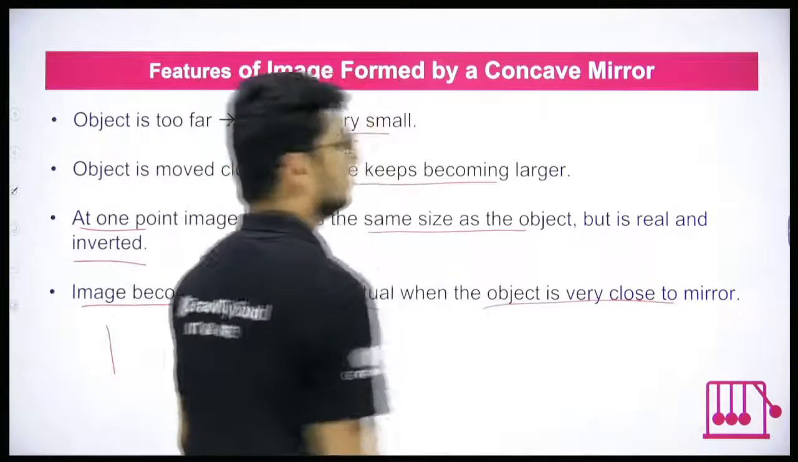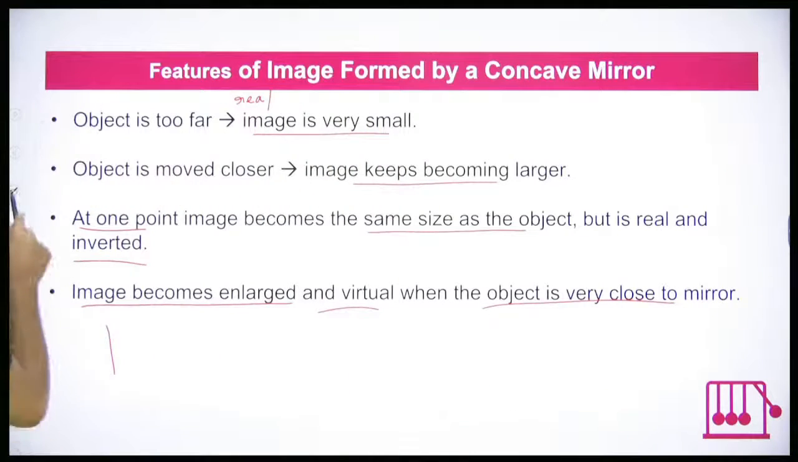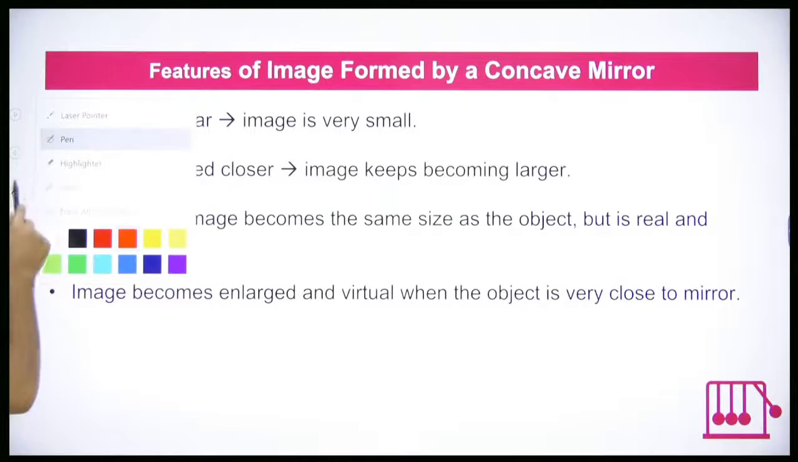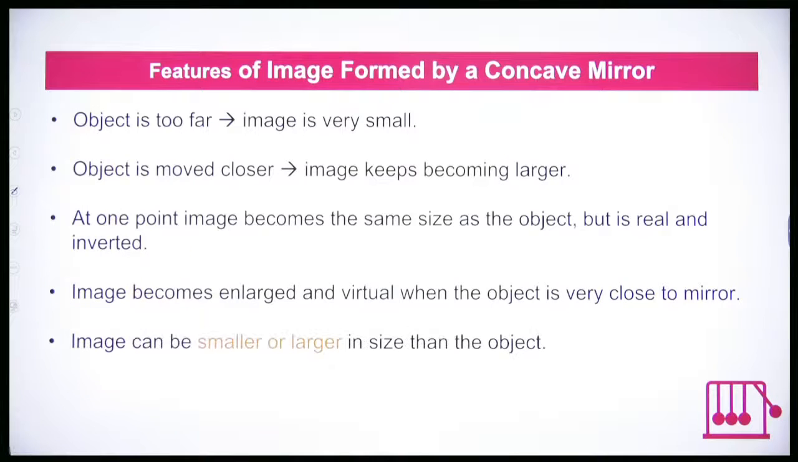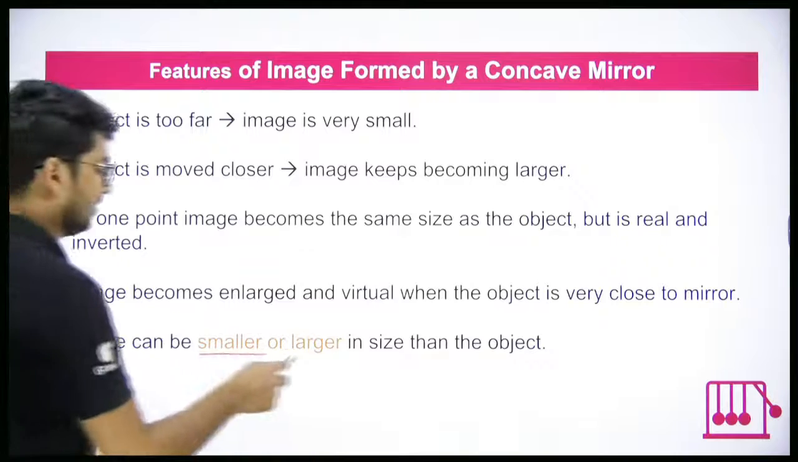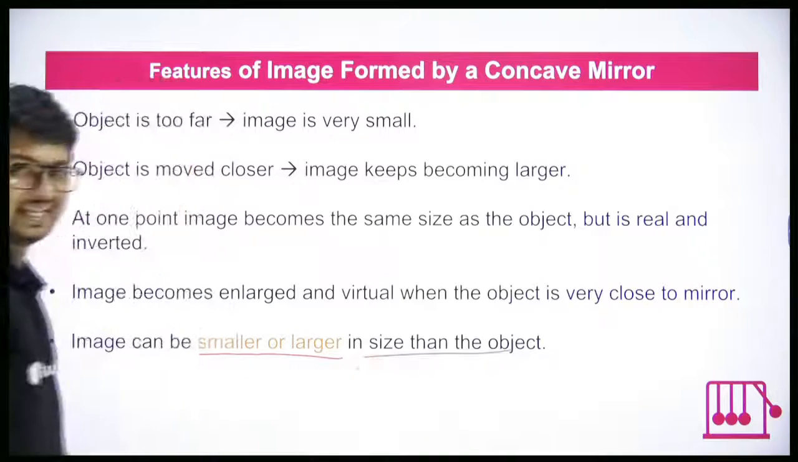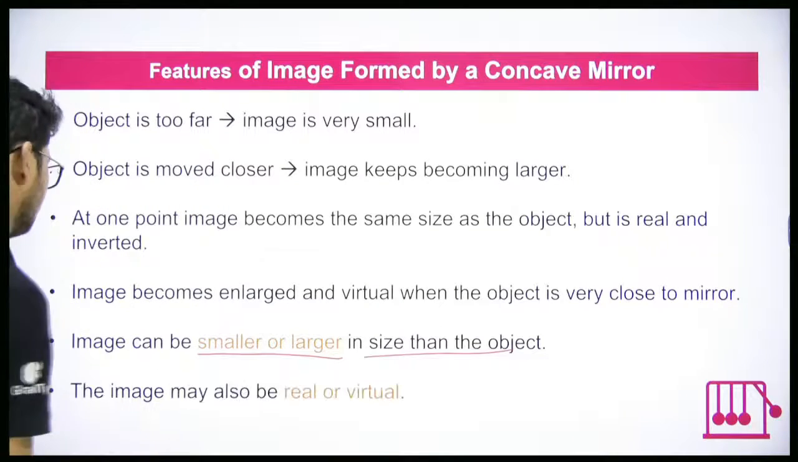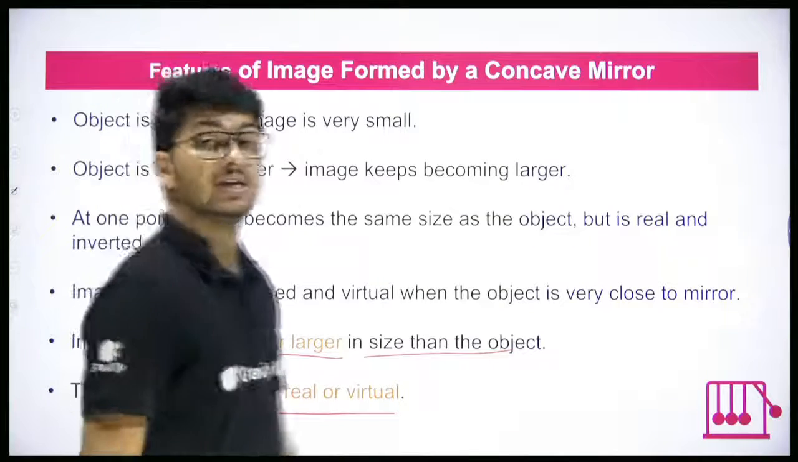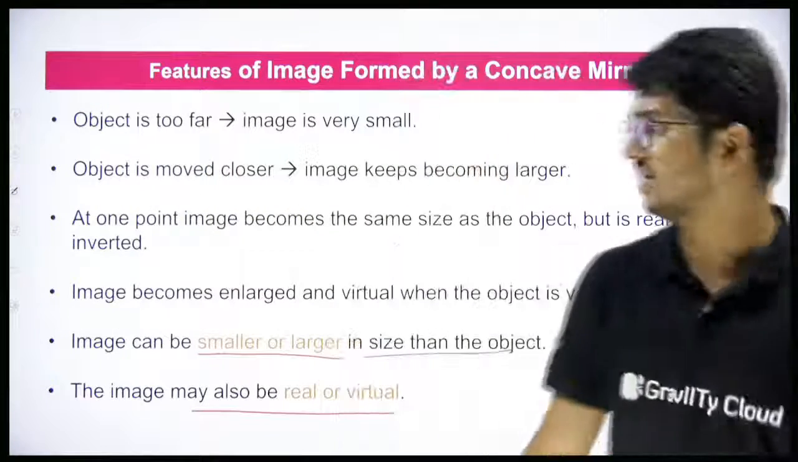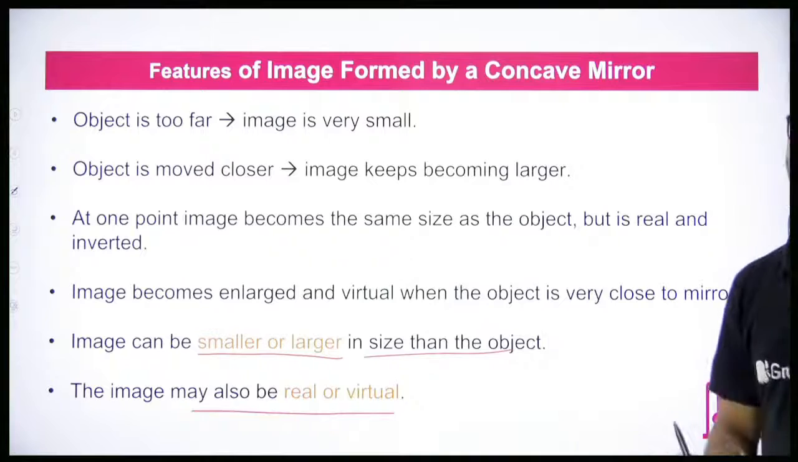When the object is very close to the mirror. Okay. So images can be smaller or larger in size than the object. Yes, possible. We have seen it. And the image may also be real or virtual. So all of them are what? Properties of a concave mirror.